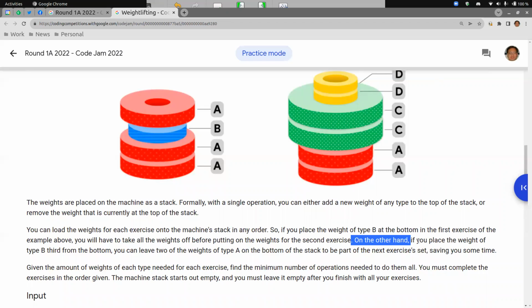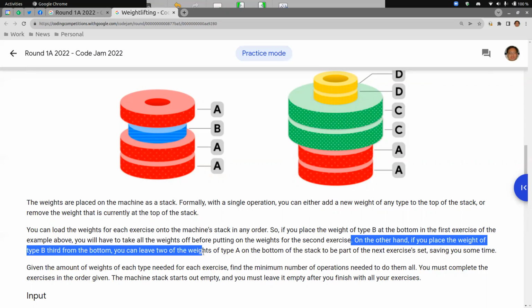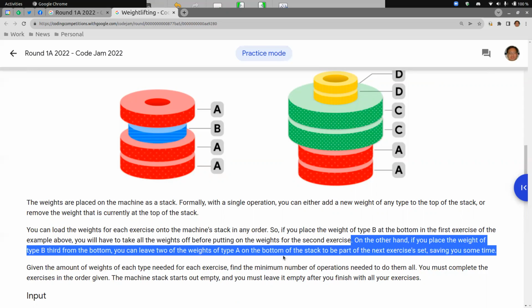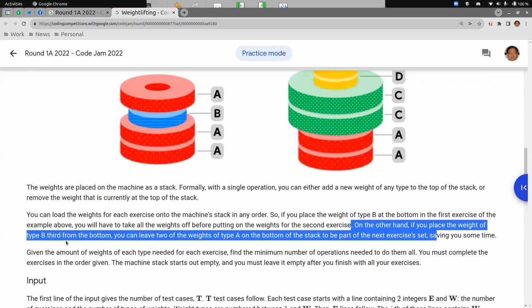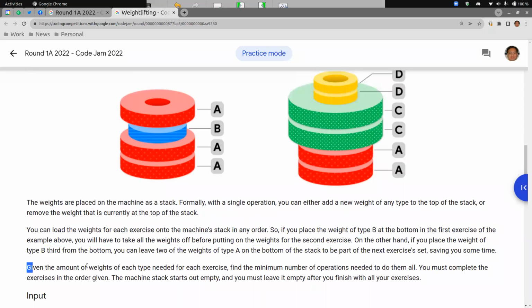So on the other hand, if you place the weights of type B third from the bottom, you can leave 2 of the weights of type A on the bottom of the stack to be part of the next exercise set, saving you some time. Given the amounts of weights of each type needed for each exercise, find the minimum number of operations needed to do them all. You must complete the exercises in the order given. The machine stack starts out empty, and you must leave it empty after you finish all your exercises.